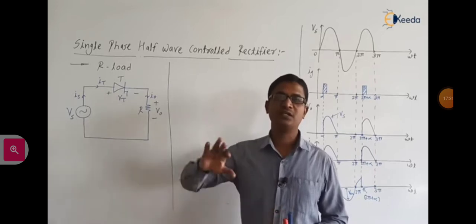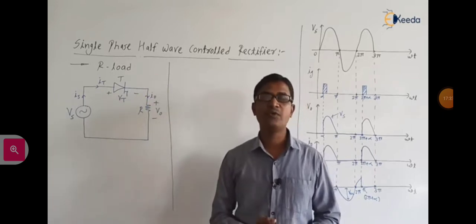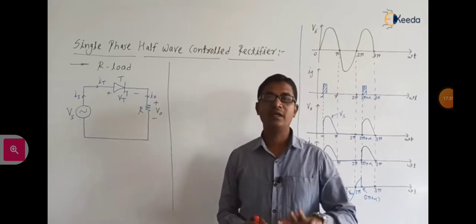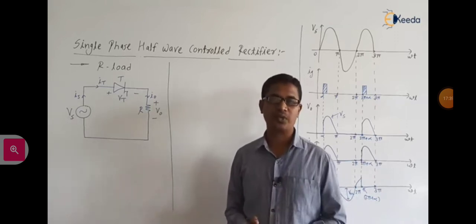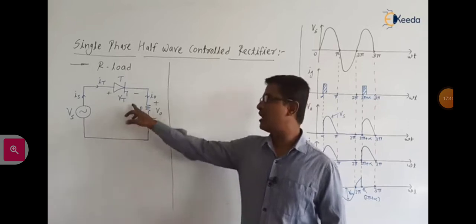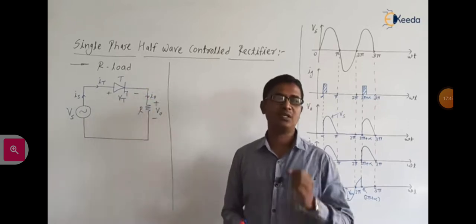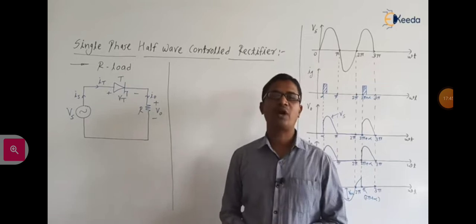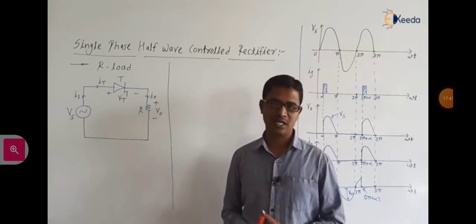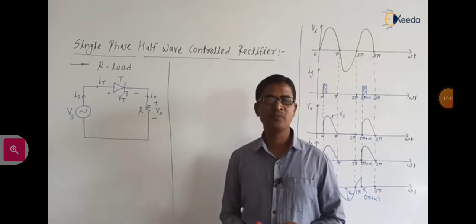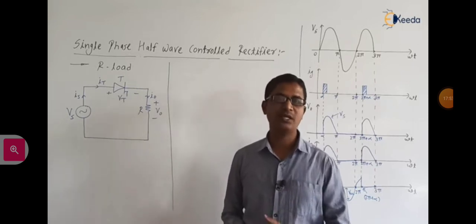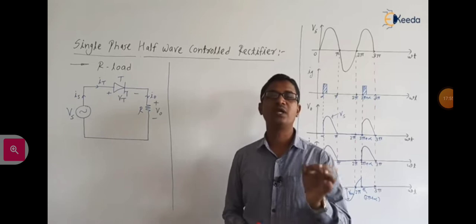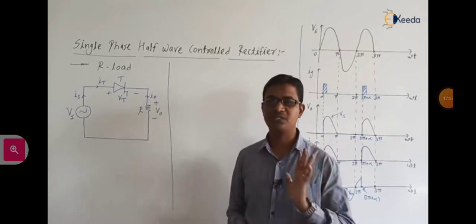If you check the uncontrolled rectifier, we had the diode, right? And in that case the output voltage was fixed, it was not a controlled one. But in this case, by varying the firing angle, that is the angle at which we fire or trigger the SCR, we can vary the output voltage. That's why the output voltage is a variable DC.